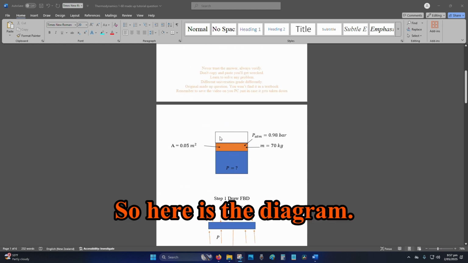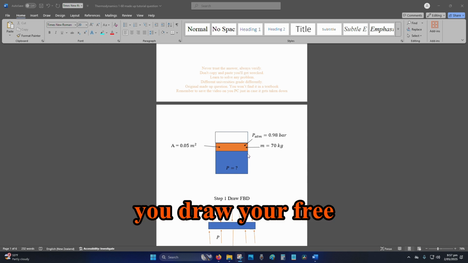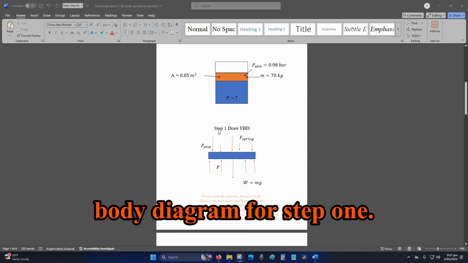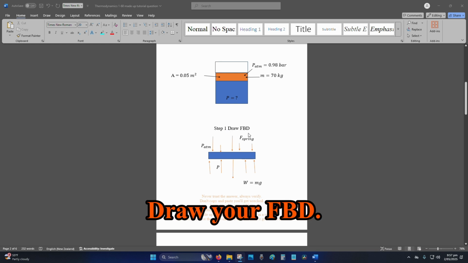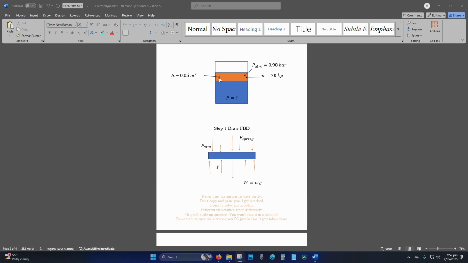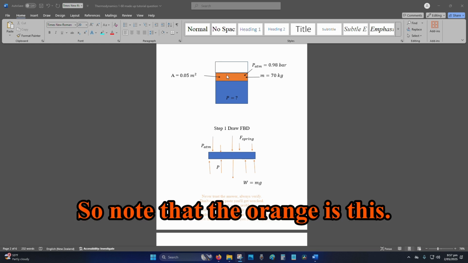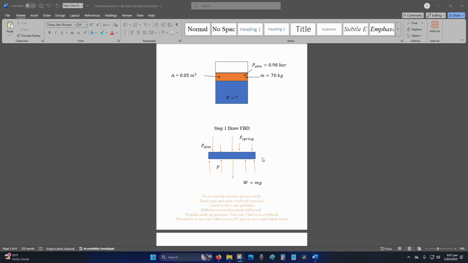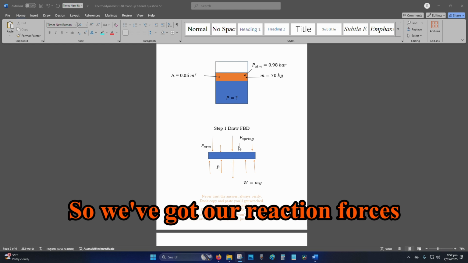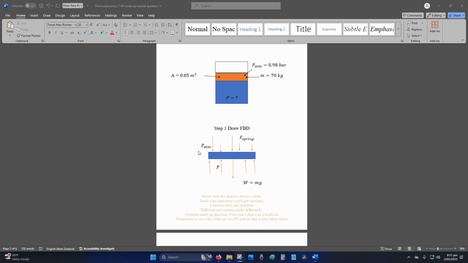So here is the diagram. And from this diagram, you draw your free body diagram for step 1. So draw your FBD. We're taking the cross section of the piston. Note that the orange is this; I just flipped the colors. Okay, so we've got our reaction forces and we've got our opposing pressures.